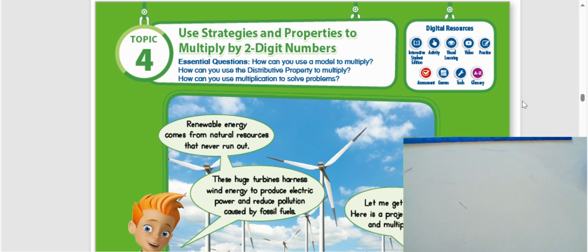Today we'll solve from volume number 1 book, topic number 4. Use strategies and properties to multiply by two-digit numbers. We can find the product between two numbers by using strategies. Today we'll use the first strategy, like the distributive property, to multiply and find the product of two numbers, where the first contains 3 digits and the second 2 digits.